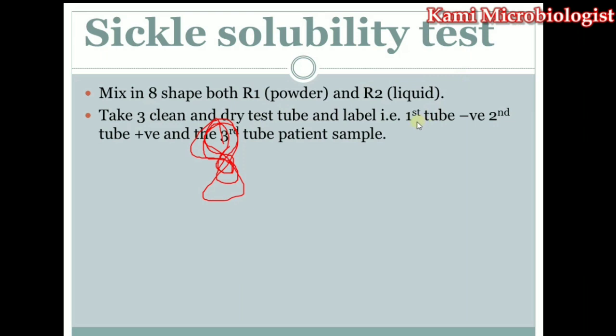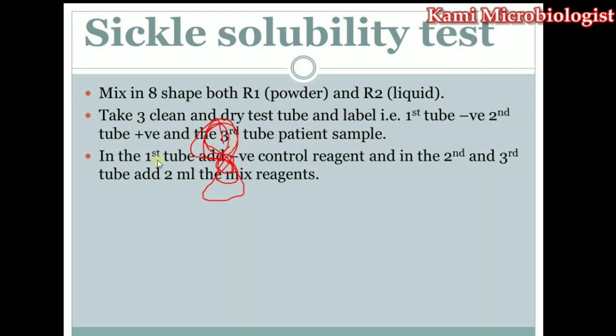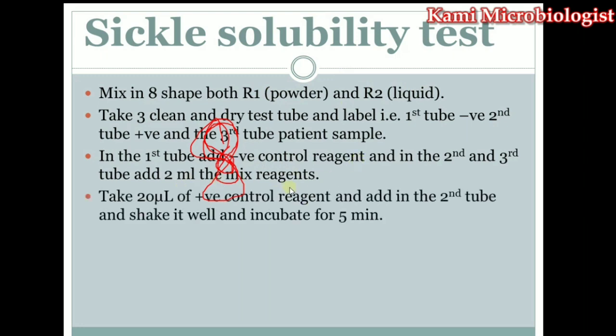For example, the first test tube will be labeled negative, the second test tube will be labeled positive, and the third test tube will be labeled patient sample. After that, in the first tube, we add negative control reagent, and in the second tube we add 2 ml of the mixed reagents, meaning reagent 1 and reagent 2, which we mixed. We have to add 2 ml respectively into the second and third tube.